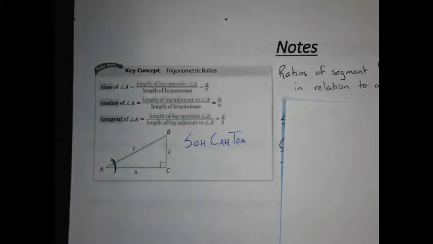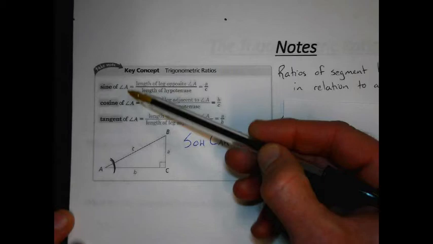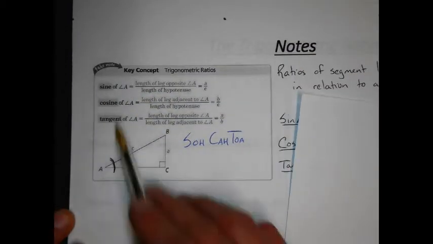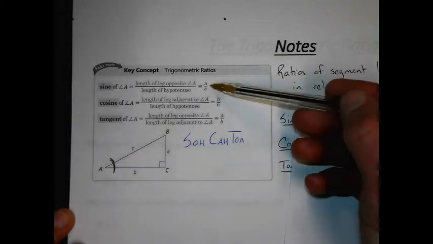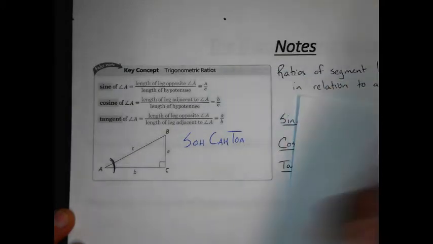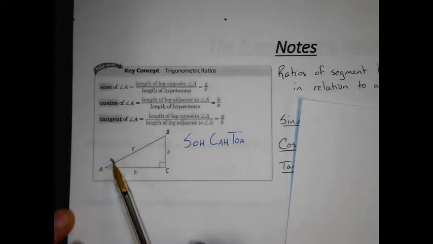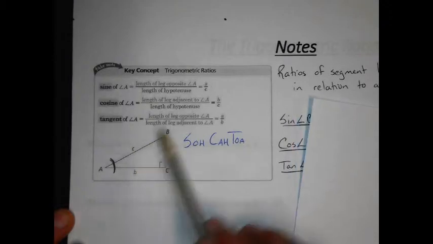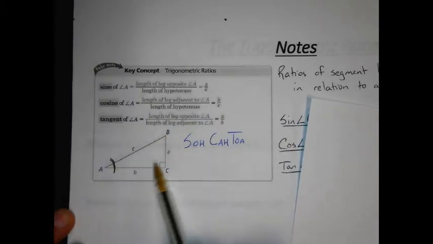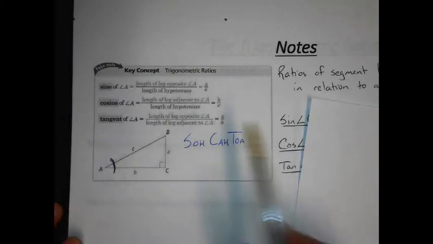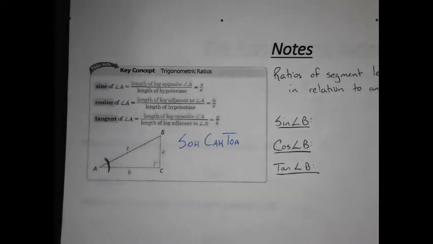Now remember, it has to do with the angle you're looking at. This note deals with angle A. So the sine of angle A is A over C, opposite over hypotenuse. The cosine of angle A is B over C, adjacent over hypotenuse. And the tangent of angle A is opposite over adjacent, A over B. That's the tangent. So let's see if you're paying any attention.